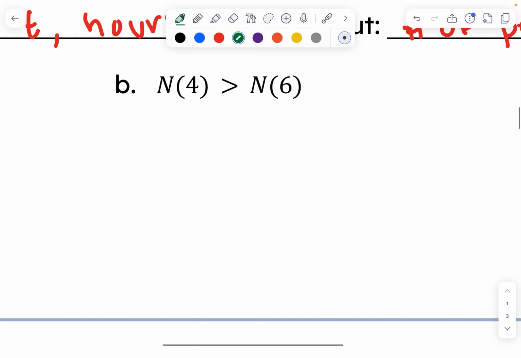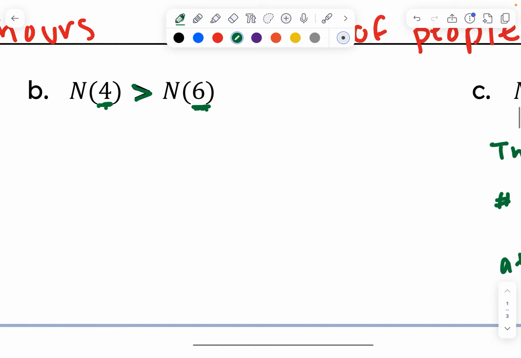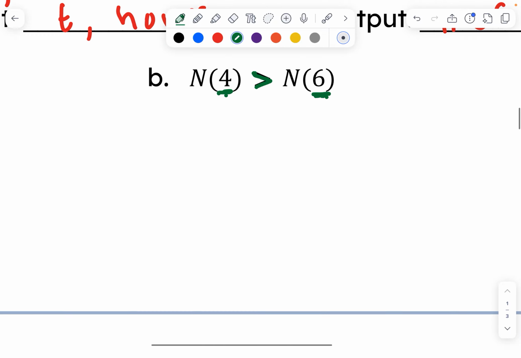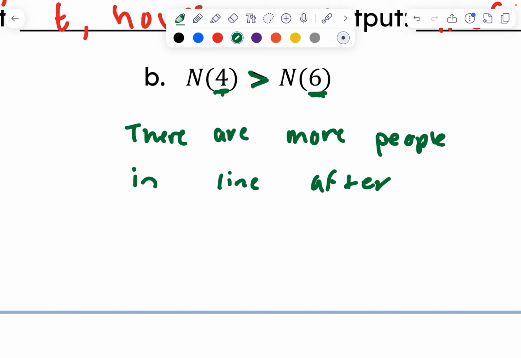This last example, feel free to pause and try it on your own. We have an input of 4 and an input of 6, so 4 hours, 6 hours, and we have a greater than sign. Similar to example C, I can say there are more people in line after 4 hours than 6 hours.